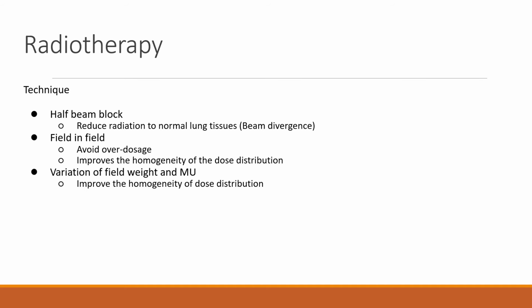In this case, there are 3 techniques being used in order to optimize the treatment plan. First, using half-beam block technique will block the lower half of the field and there will be no beam divergence. It helps reducing radiation to normal lung tissue. Second, the field-in-field technique can avoid overdosage and improve the homogeneity of the dose distribution. The field weight and the monitor unit change interfractionally, and it can improve the homogeneity of the dose distribution too.